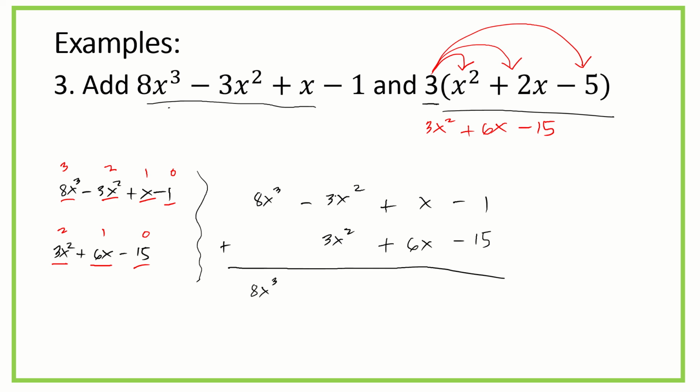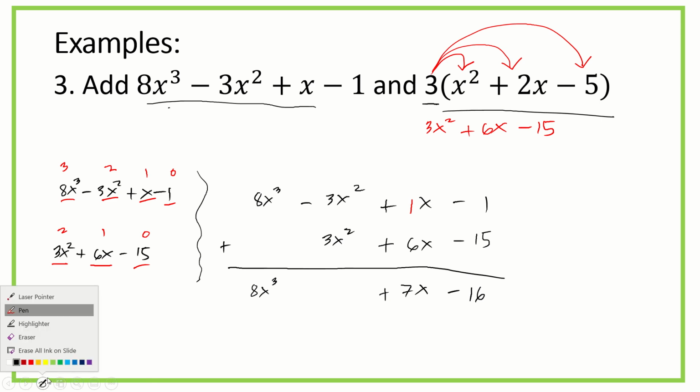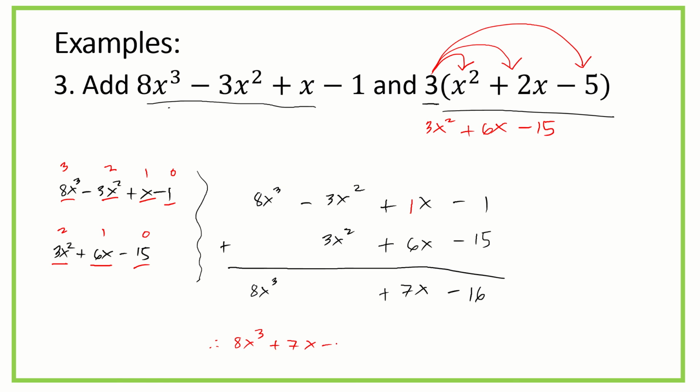Negative 3 plus 3 will give you 0. So no need to write 0. There's an imaginary one here. So in other words, we are adding 1 plus 6. So that would be 7x. Then here, both numbers are negative. So negative 1 plus negative 15, we add them and then copy the common sign. So therefore, our final answer, that's 8x cubed plus 7x minus 16.